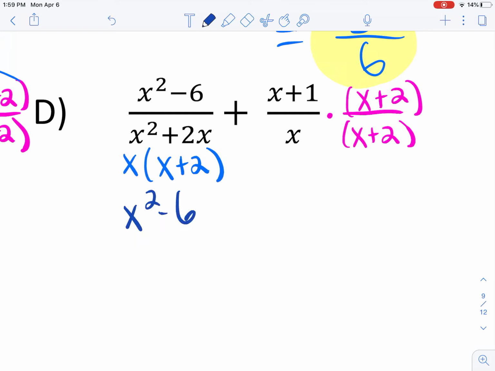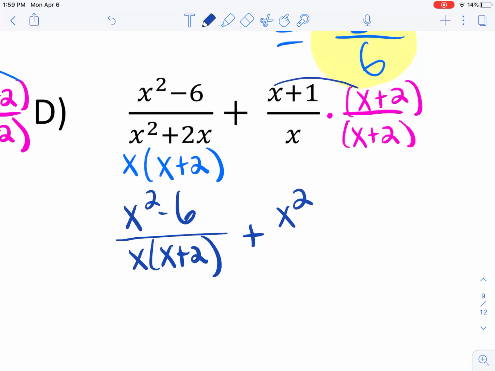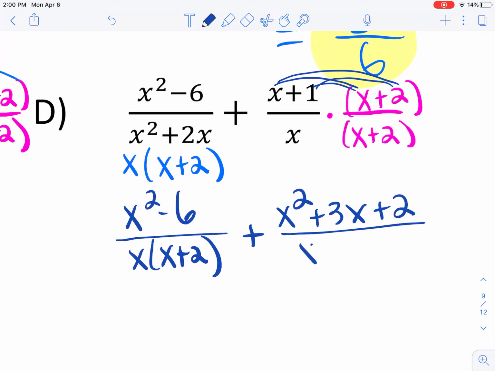So this now becomes x squared minus 6 over x times x plus 2, plus, and then I'm going to go ahead and FOIL this out. X times x is x squared. 2 times x plus 1 times x gives us 3x. And then 1 times 2 gives us 2, all over x times x plus 2.